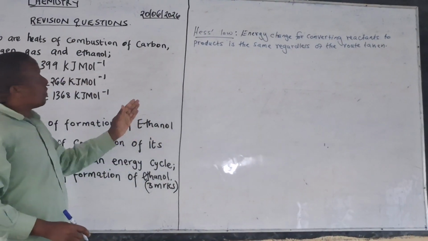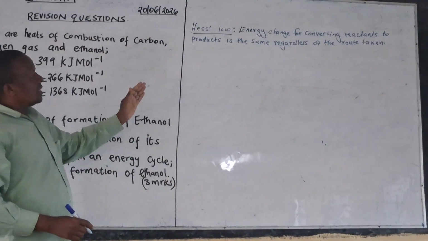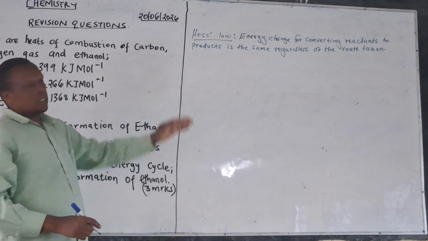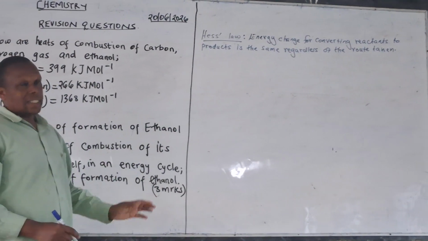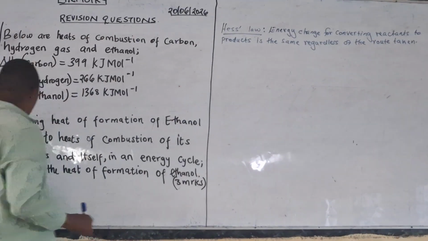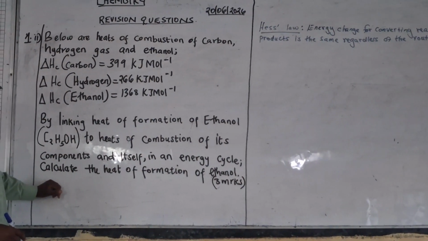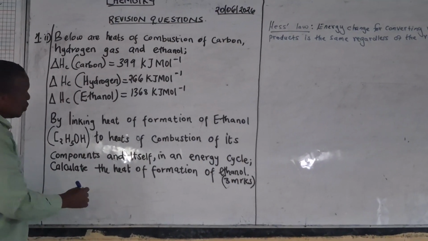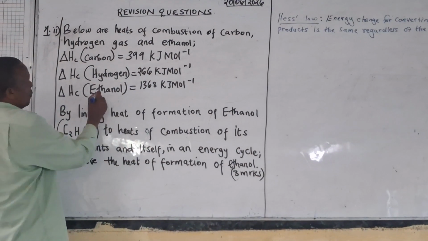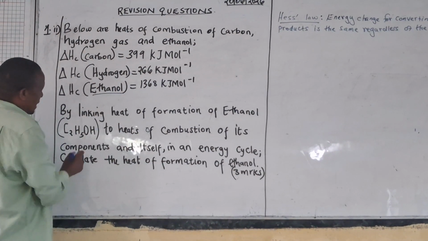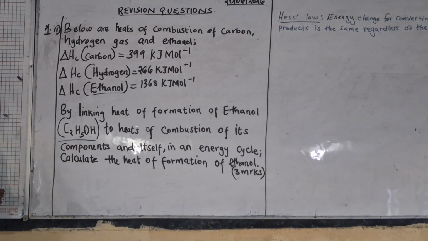The energy change for converting reactants to products is the same regardless of the route taken. Are you together? That is Hess's law. So this question is actually an application of Hess's law. Now, what do we want to form? We want to form ethanol.